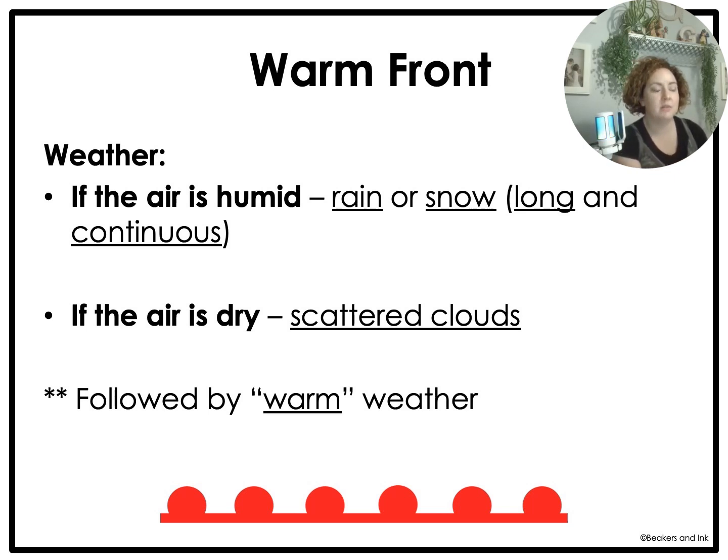If the air is humid, remember you're going to get a lot of rain or snow, long and continuous. If the air is dry, you're going to get scattered clouds, followed by quote unquote warm weather. Again, relative. Warm weather in our winter maybe means that it's above 0, versus warm weather in our summer means that it is going to be sticky and 100 degrees. Okay.